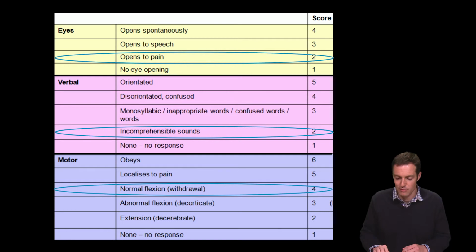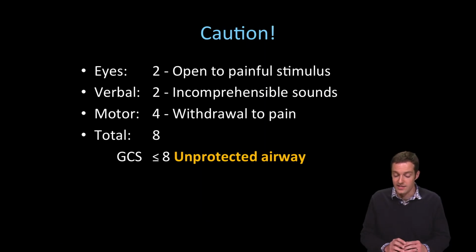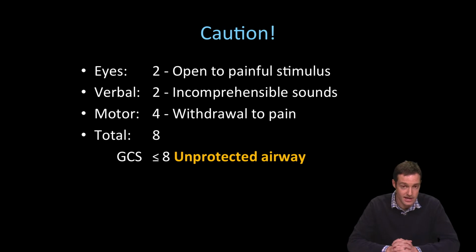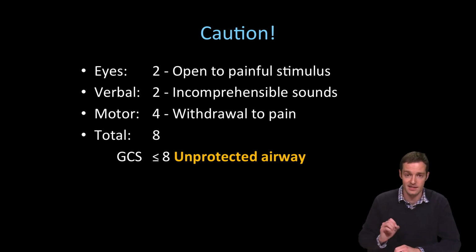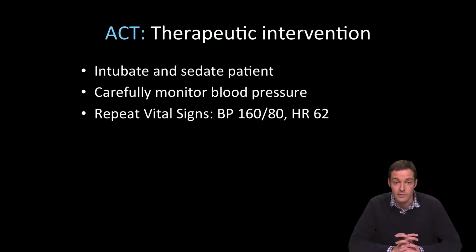So as you can see at this point, it's eyes 2, verbal 2, motor 4. That's a total of 8. And we have a saying in emergency medicine, if it's a GCS of 8, it's time to intubate. So if you have a GCS of 8 or less, the airway is no longer considered protected. The brain is no longer functioning in an adequate manner to protect the airway, so we need to start intervening. So we need to intervene based on this new information.